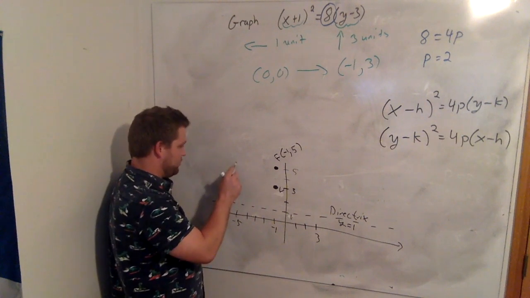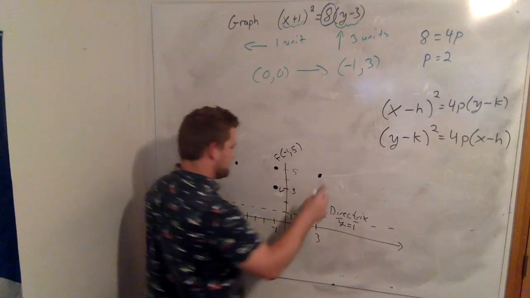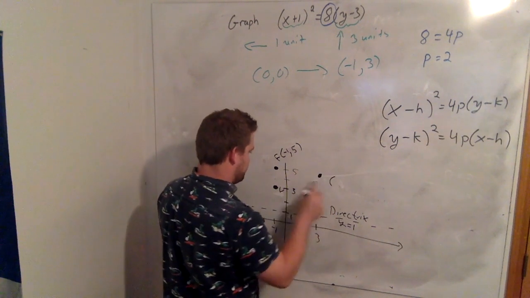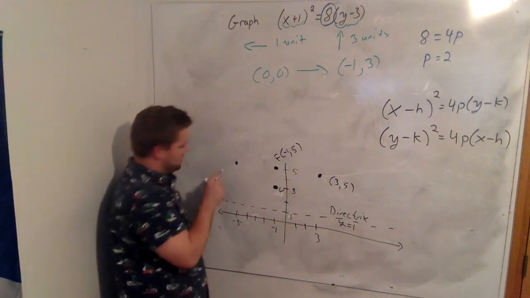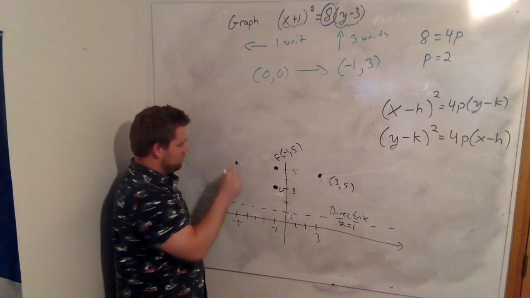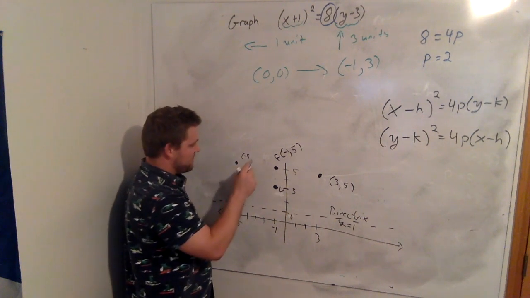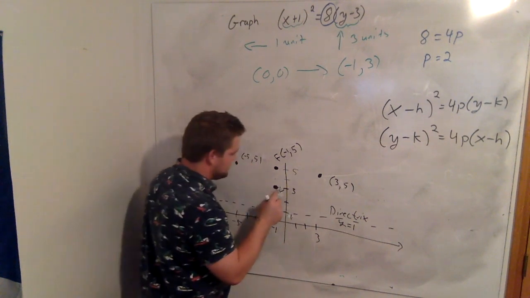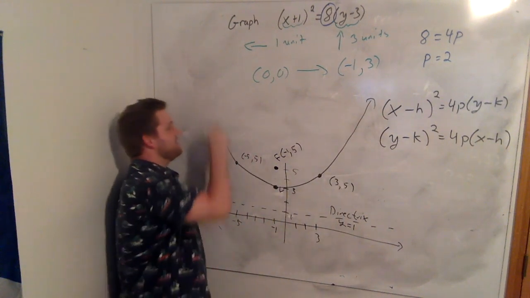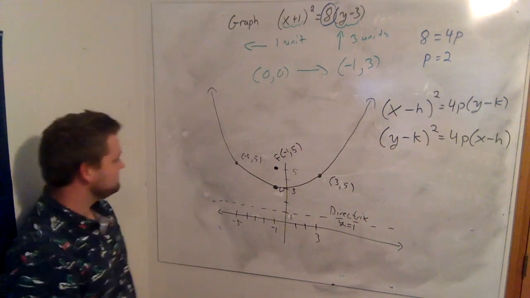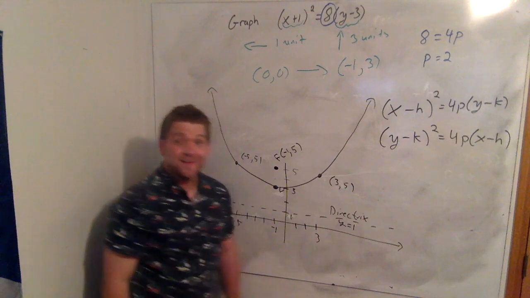So this point will be on the parabola, and this point here will be on the parabola. This will have coordinates 3 and 5. The coordinates here will be -5 and 5. So we can sketch our parabola. And here it is. Okay, let's do another example.